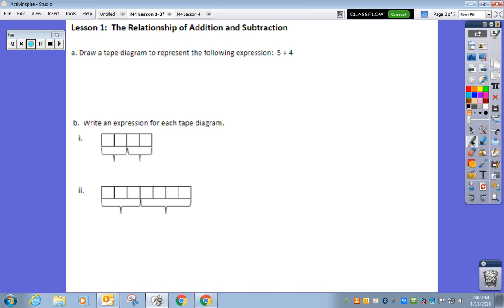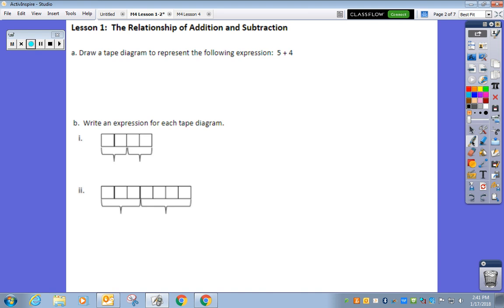We're going to start out really basic and look at some relationships between operations that we'll be using later on to help us with equations. This first lesson combines two topics, and the first is the relationship of addition and subtraction. You're probably going to feel like you're going back to first grade, but it's a great intro to what we're going to be doing in algebra.